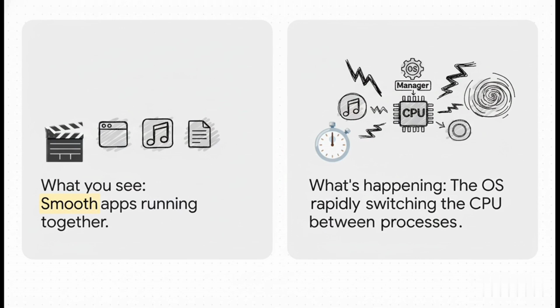What you see is a bunch of apps running in parallel. But what's really happening is the OS is playing a super fast shell game with the CPU's attention. It tells the CPU, okay, work on the browser for a few microseconds. Now switch, work on the music player. Now switch, work on the document. It happens so mind-blowingly fast that to us, slow humans, it looks like it's all happening at the same time. It's not parallel, it's just incredibly fast switching.